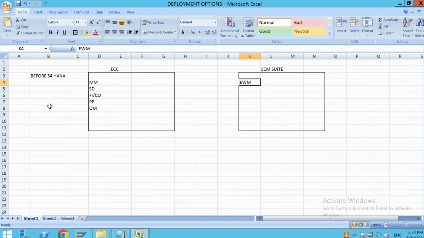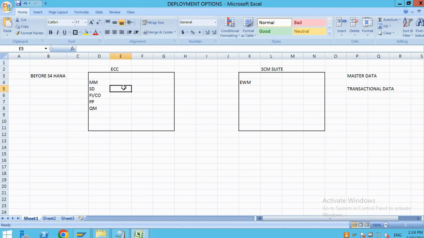Basically we have 2 types of data. One is master data. The other is transaction data. Master data means your material master, customer master, vendor master, plant, shipping point, storage location. This all comes under master data. Transactional data means your PO, inbound delivery, outbound delivery, stock transfers, transfer posting. This all comes under transactional data.